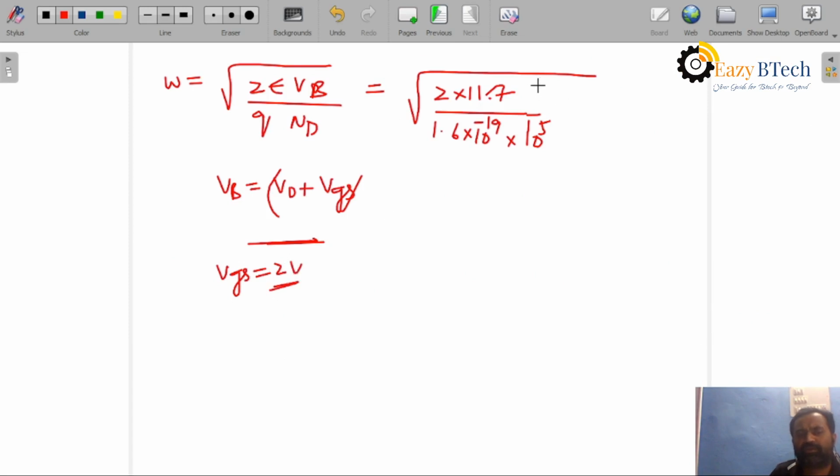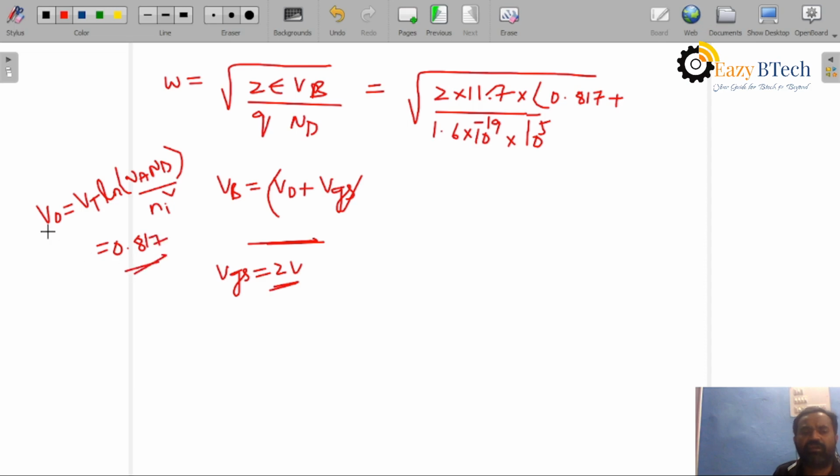Now we will substitute here. What is the V naught value? V naught is Vt ln Na Nd by Ni square. By substituting this, you will get 0.187. This is the value of the barrier voltage. Adding Vgs of 2 volts, by solving this, you will get the width value as 1.92 micrometers.